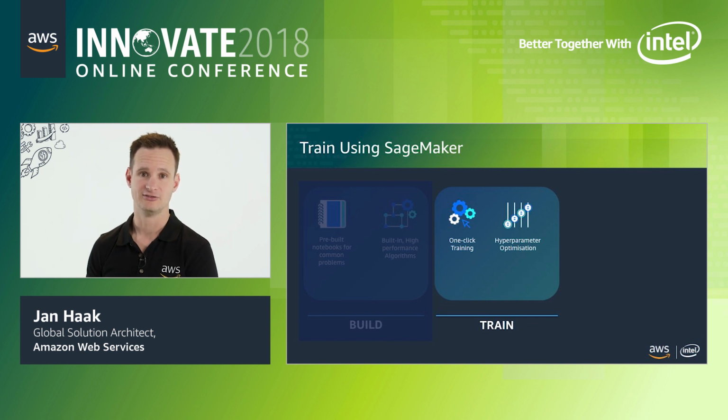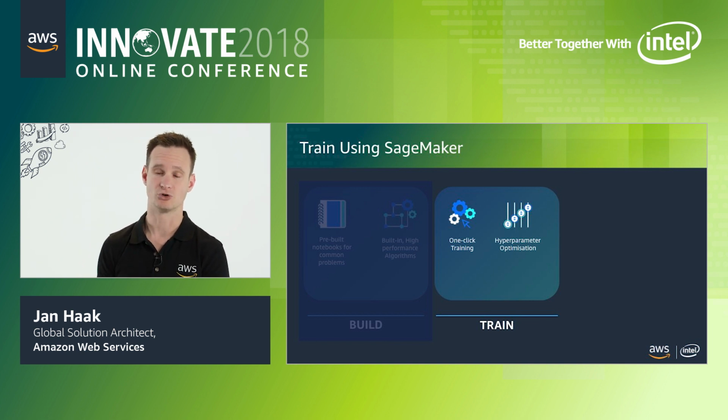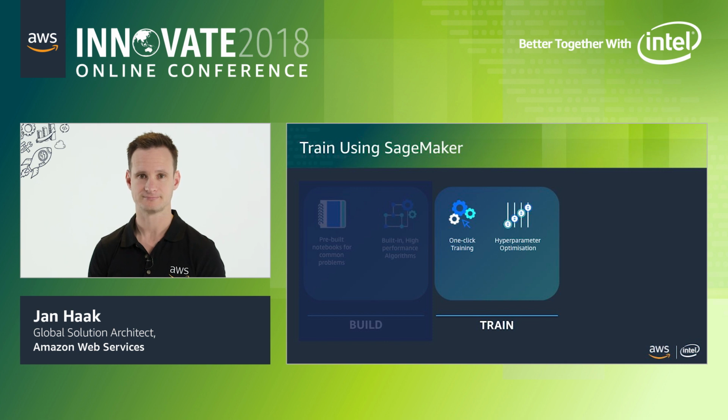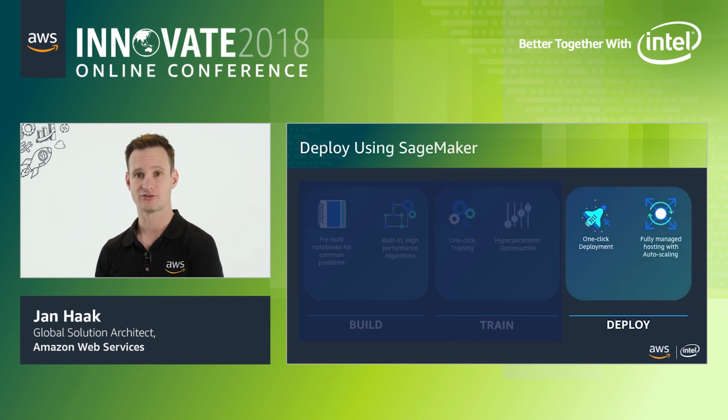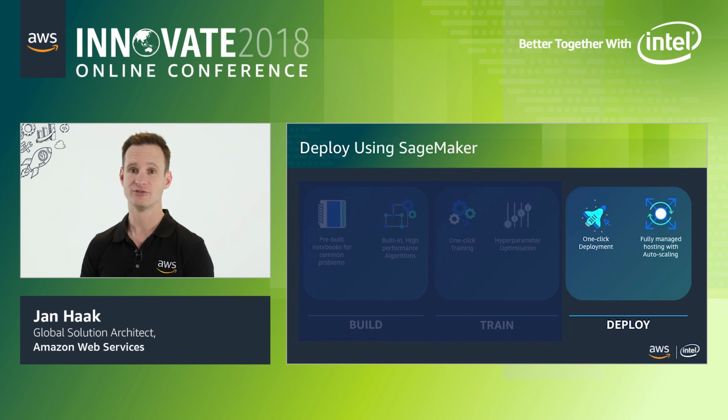Hyperparameter optimization is another feature of SageMaker, which I'll talk about in a minute. And then I deployed my model into production, ready to receive thousands of requests per minute. This is highly scalable, available, and secure.